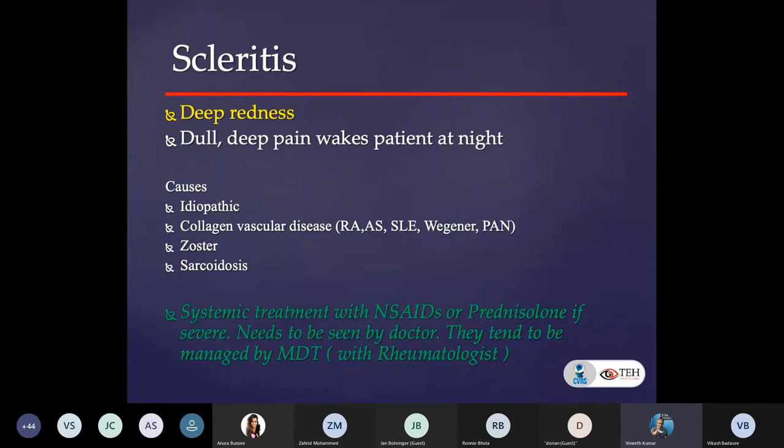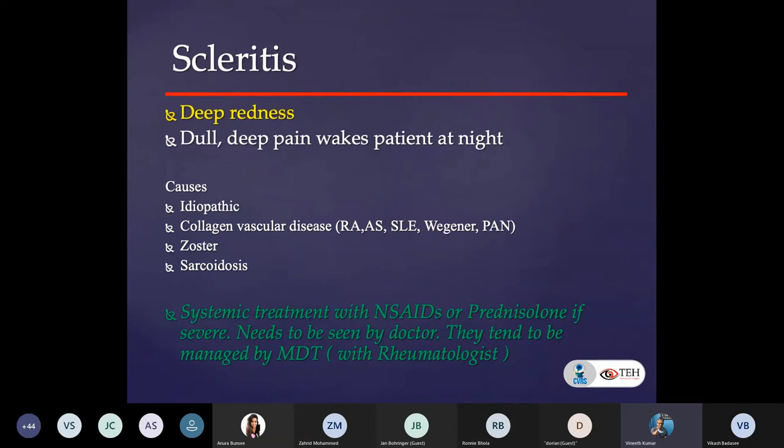Scleritis, we've spoken about it earlier in the case presentation. There is deeper redness. There's dull, deep, boring pain, which keeps the patient up at night all the time. And again, the contributing causes are idiopathic, collagen vascular diseases like arthritis, SLE, Wegener's, and you can have even herpes zoster contributing to the problem, and sarcoidosis. Systemic treatment with non-steroidals is the first line of treatment in some groups of patients if it is mild, or oral steroids if severe.